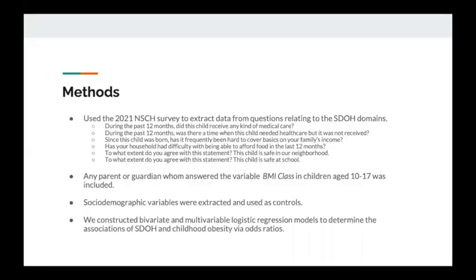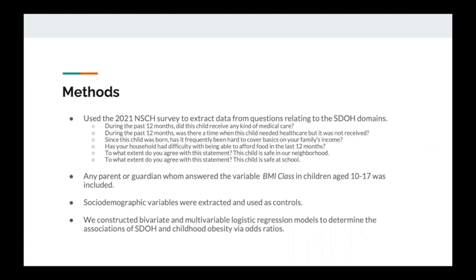So we used the 2021 NSCH survey to extract data from questions relating to the social determinants of health domain. These surveys were collected via mail or online by the primary caregiver for children aged 0 to 17.